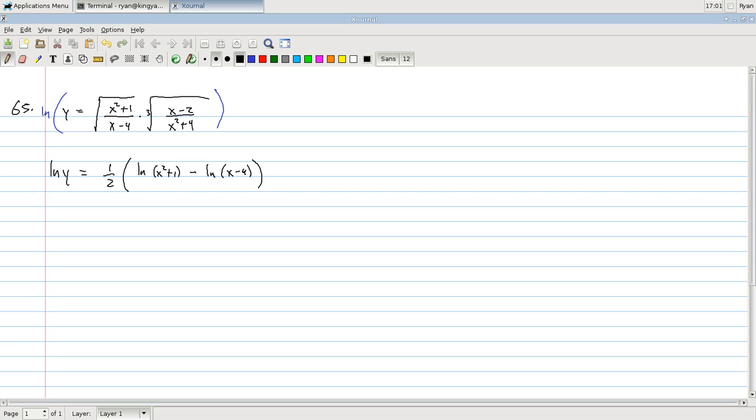And then this is being multiplied by the cube root. So that multiplication becomes an addition of logs. That cube root we can think of as a 1/3 power, so that'll come outside the log as a 1/3. Now we have a division inside here, and that turns into a subtraction of logs. So ln of x minus 2 minus ln of x squared plus 4. Now that we've simplified these logs as much as possible, we're ready to take derivatives.